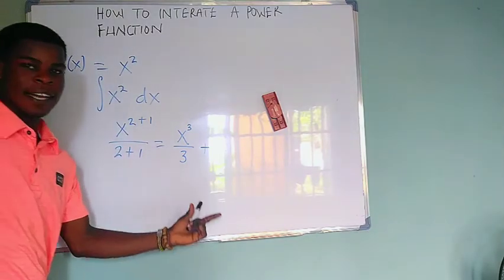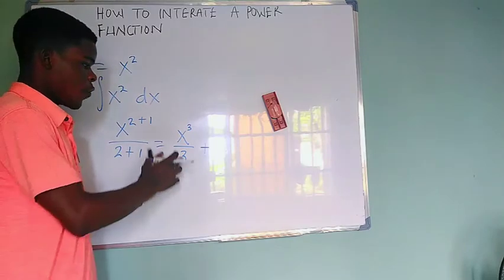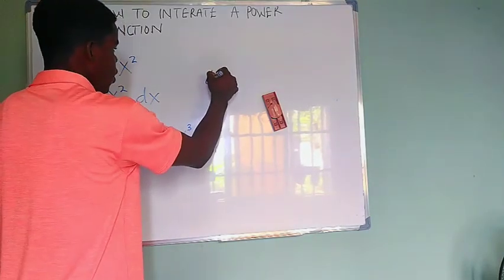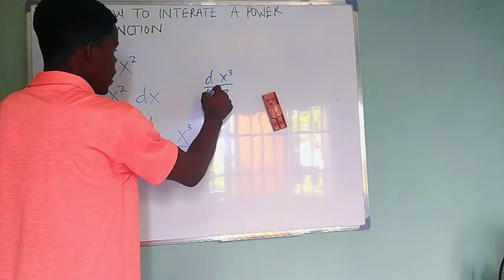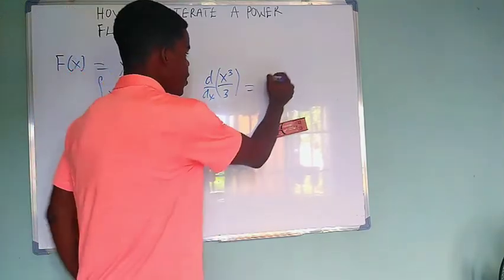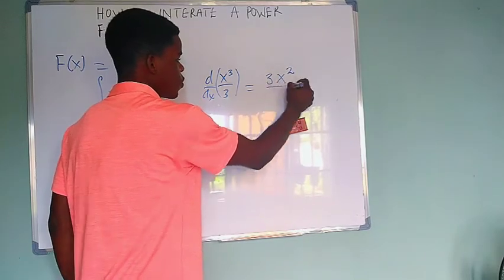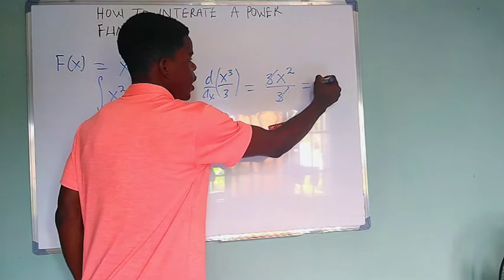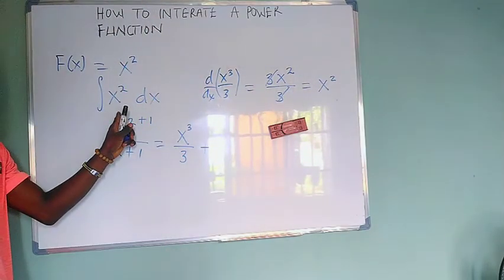The essence of this constant is that if you want to differentiate this function, you know the derivative of x cubed over 3 with respect to x. I believe you know that already. When you bring the power to the front, you have 3x, you reduce the power by 1, over 3. This is going to give you x squared, which is the original function we were integrating.